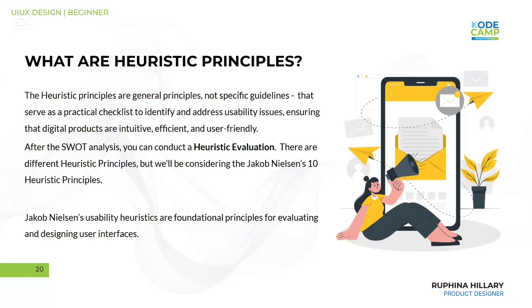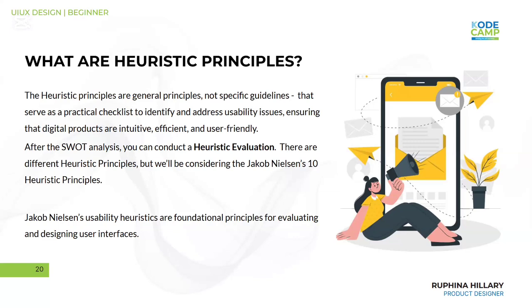So there are different heuristic principles, but considering Jacob Nielsen's 10 heuristic principles. So Jacob Nielsen's usability heuristic. So heuristic is just a fancy word for principles. So these are basically usability principles for evaluating and designing user interfaces.